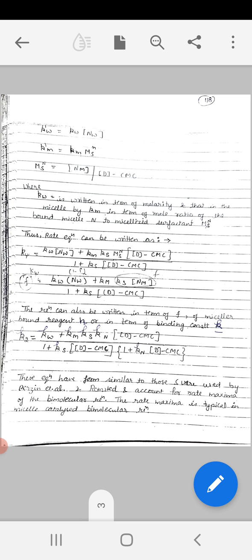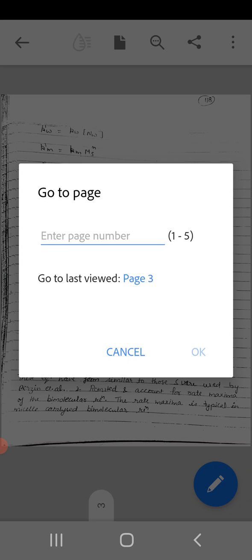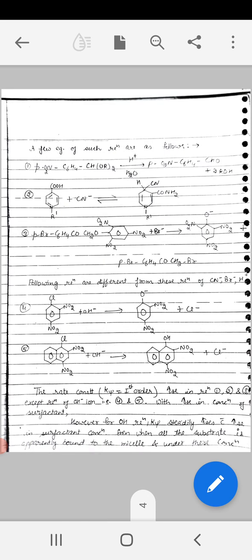These equations have a form similar to those which were used by Berezin et al. and Romsted, and account for rate maxima of bimolecular reactions. The rate maxima is typical in micelle catalyzed bimolecular reactions. A few examples of such reactions are as follows. Reactions first, second, and third are with H ion, cyanide ions, and bromide ions. Following reactions are also with hydrogen ions, cyanide ions, and bromide ions.